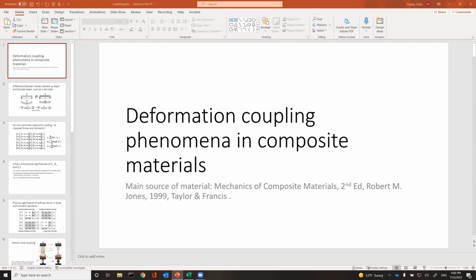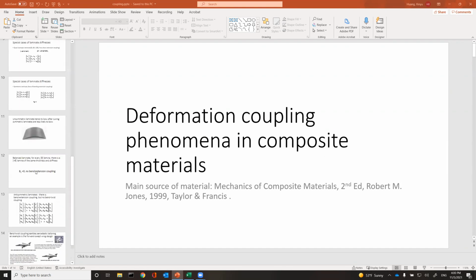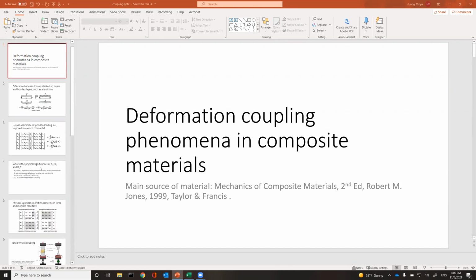So first, I want to go through a set of slides, not very long, to introduce the basic phenomena, and then we'll start playing with CLT code and do some virtual experiments. Okay, that's the plan for today. All right.